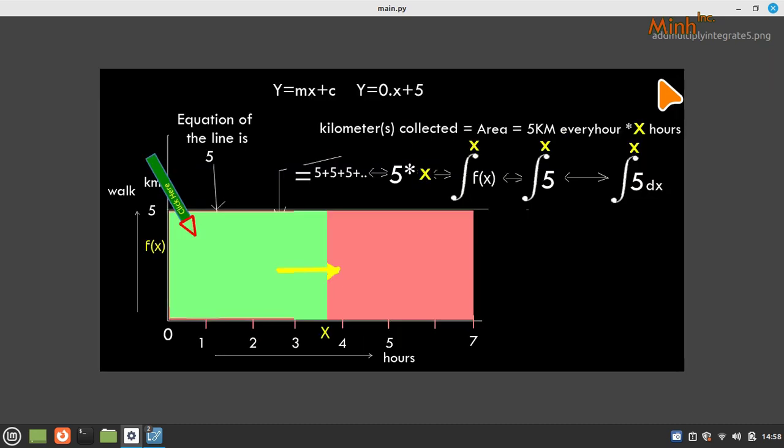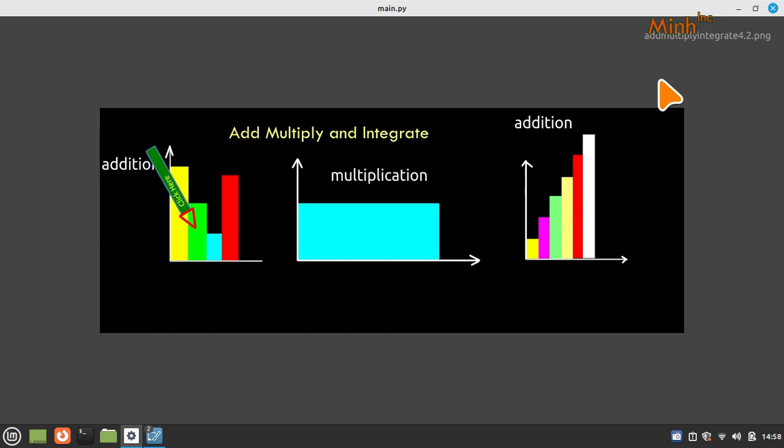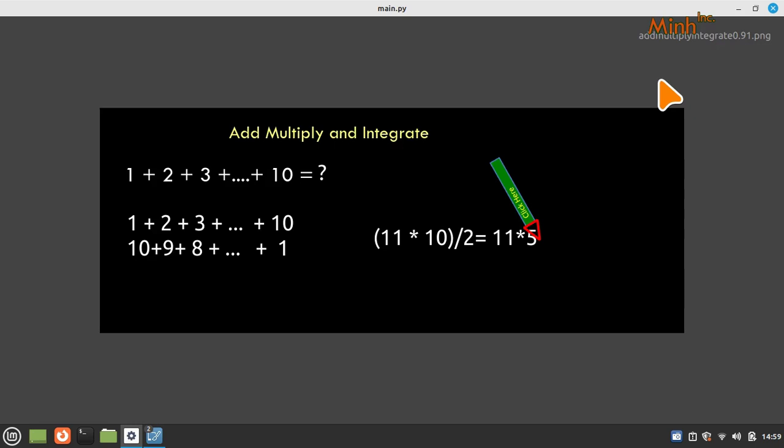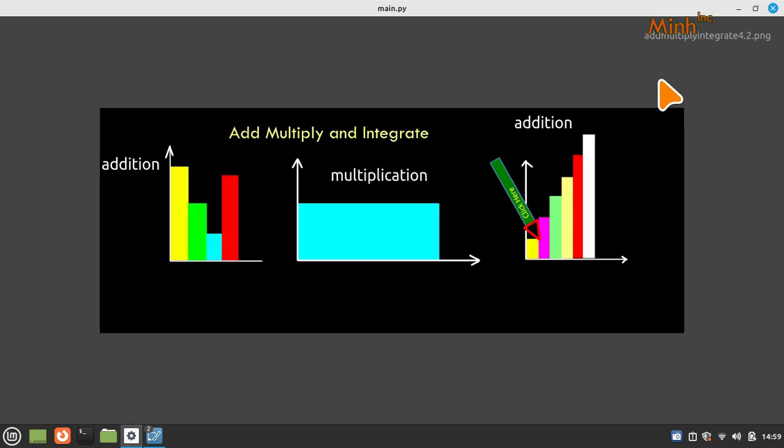So we are seeing a third form. We saw that addition is nothing but area. Then this is one form of addition when it is not constant, where multiplication is constant, and we also saw one funny way of addition that leads to a triangle, where it is 1 plus 2 plus 3.